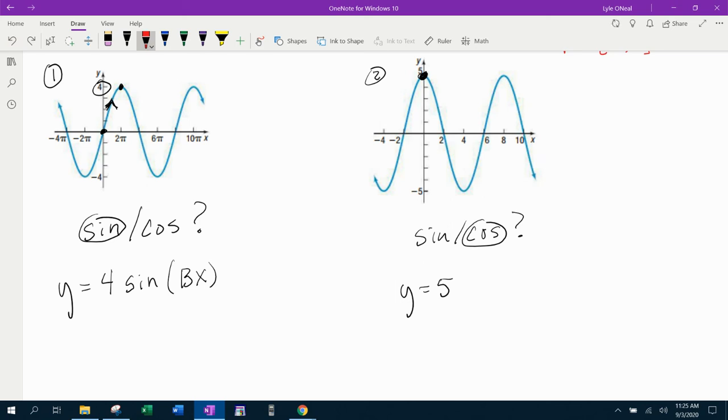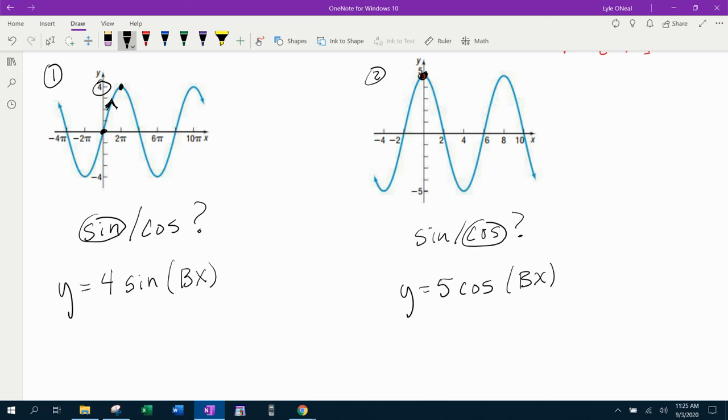Okay, so we've got y equals 5, plus 5, and this is a cosine. Whoops, forgot to switch back to black. Back in black. All right, here we go. 5 cosine, and we still need to figure out the b value. All right, so how do I figure out b?